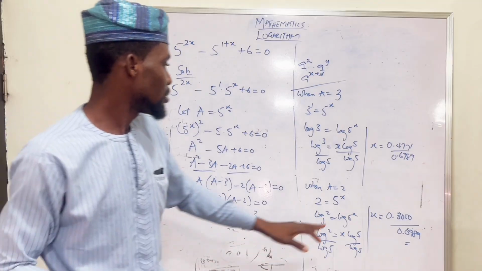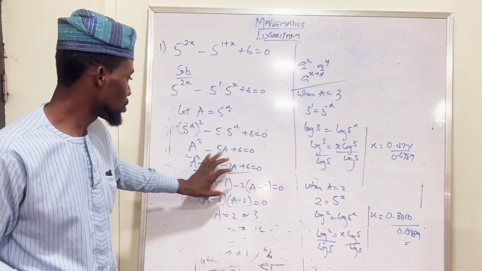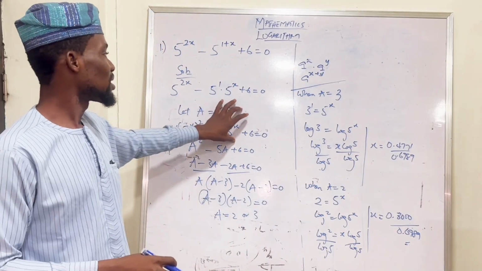So automatically, my x values will be both positive because my a values are also both positive. And that is the right solution to this question.